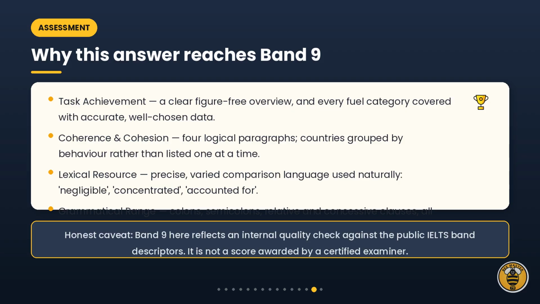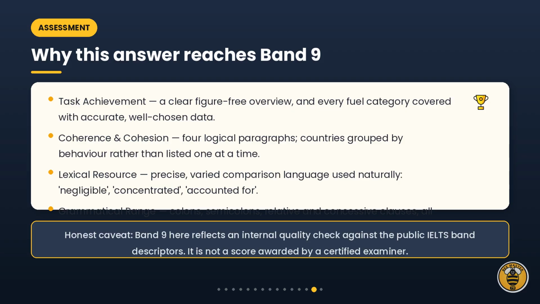Lexical resource. Precise and varied comparison language used naturally. Words like negligible, concentrated, and accounted for, and grammatical range: colons, semicolons, relative clauses, and concessive clauses, all used accurately.